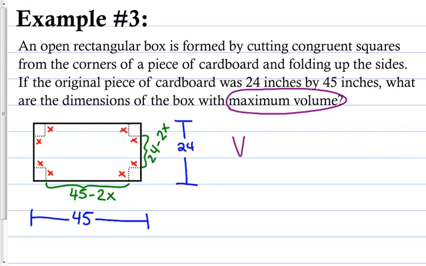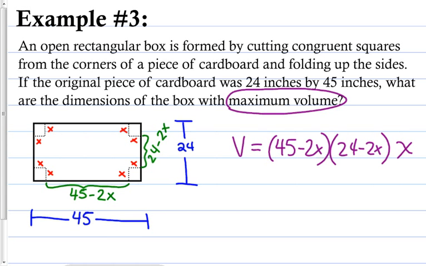So let's see how it goes. Volume is length times width times height. So 45 minus 2x, because let's call that the length. The width will be the 24 minus 2x. And the height is just a little x. All right, so I've got my length, my width, times height. And so again, I repeat, I don't have enough information for another equation. I don't have a secondary equation. Usually what do we do with the secondary equation?